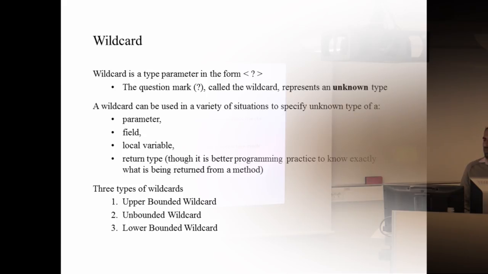This wildcard can be used in different situations. It can be used as a type parameter, as a field of a class or member attribute, or as a local variable in a method or any other block of code. You can also use it as a return type. But a general advice is that you should not use it as a return type, because it's not good programming practice to have a method that returns something when you don't know what type it will return. But according to the syntax and the specification, you can use it as well.